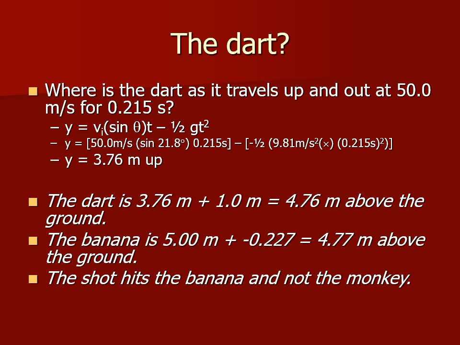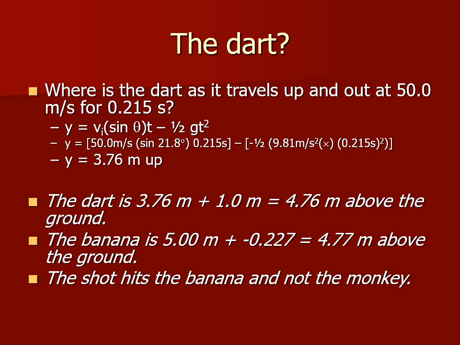Well, you add that 1 meter back in, and we now know the exact position of the dart with respect to the ground and the lamp post, and that's 4.76 meters above the ground. The banana is 5 meters less the 0.227 that it fell, so it's at 4.77 meters above the ground. It looks like the banana took the tranquilizer dart and the monkey got away. So that's a very classic physics example using projectile motion and kind of a silly scenario. But there you have it.